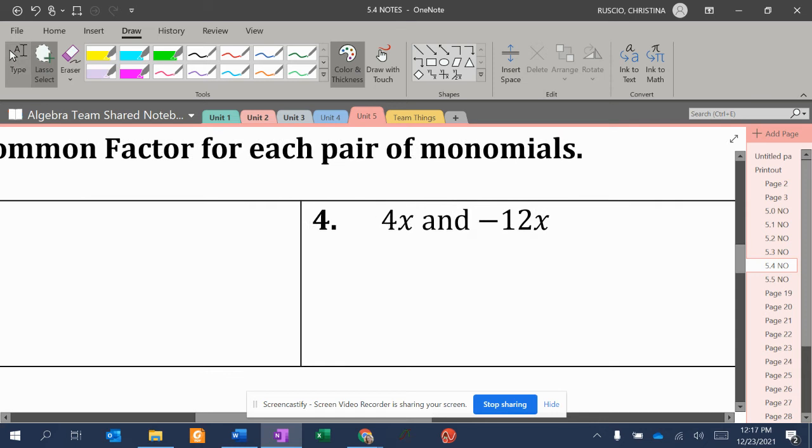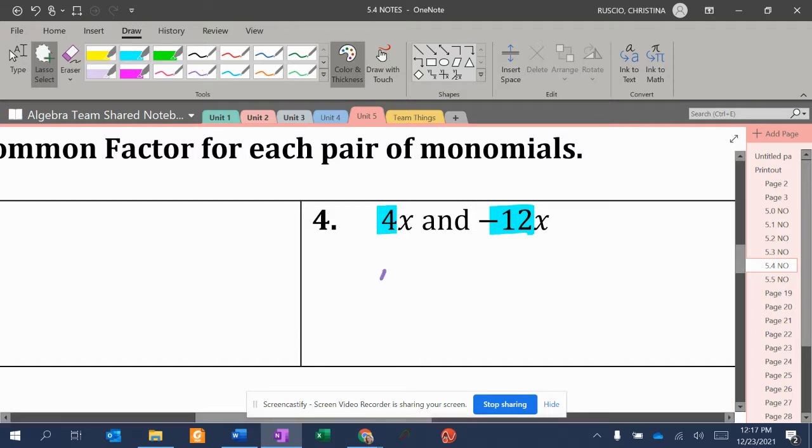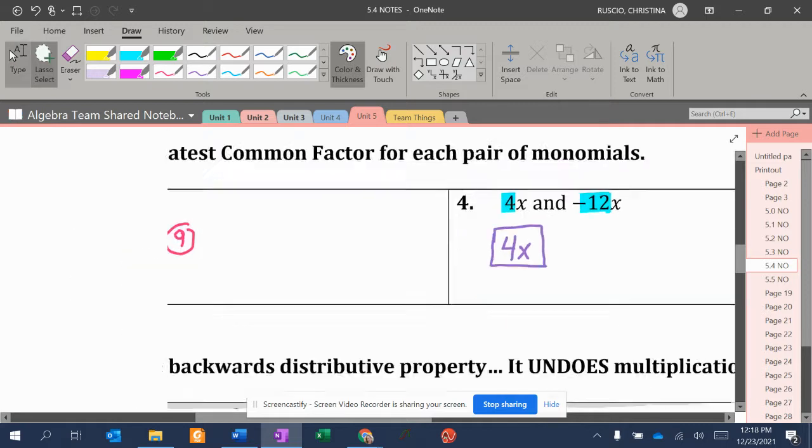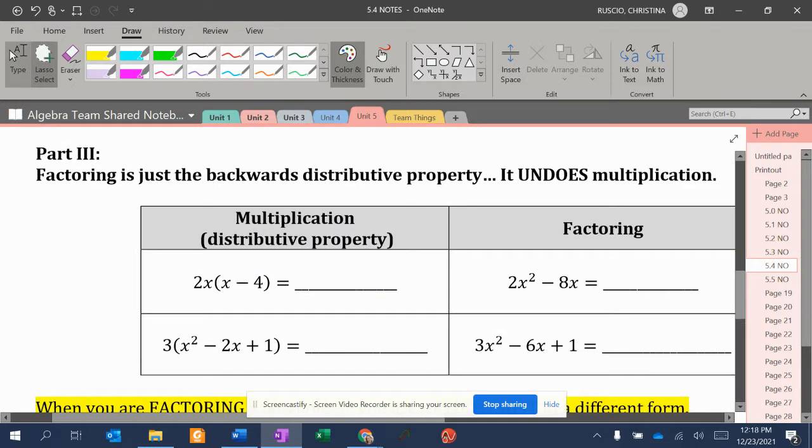If we look at example number 4, we are going to do the same thing, only we are going to find the greatest common factor of 4 and 12. We don't usually take into consideration the negatives when we're dealing with GCF. So what number can divide evenly into both 4 and 12? Well, that's 4. And both terms have an x. So this means 4x is a GCF, because we could divide a 4 and an x out of both of those terms.